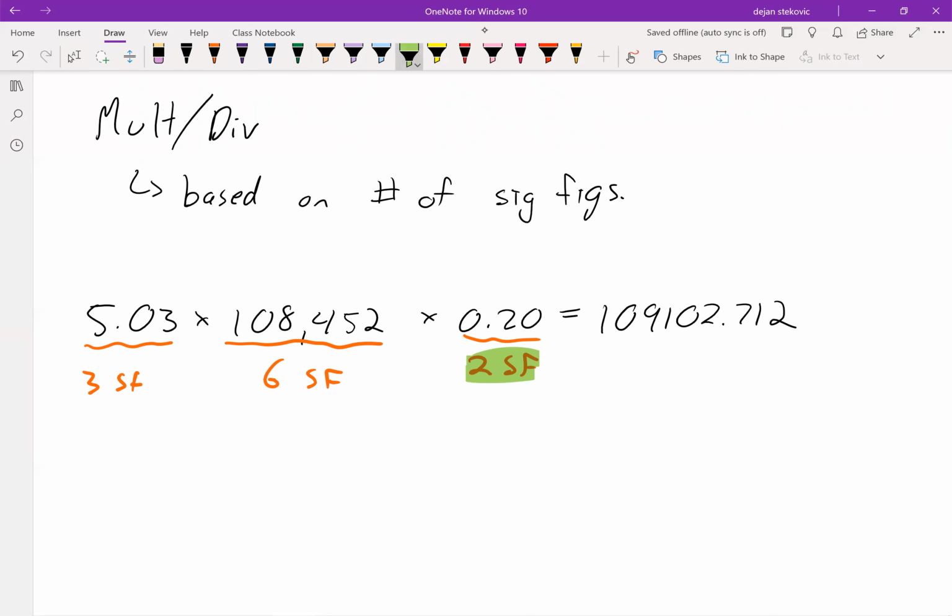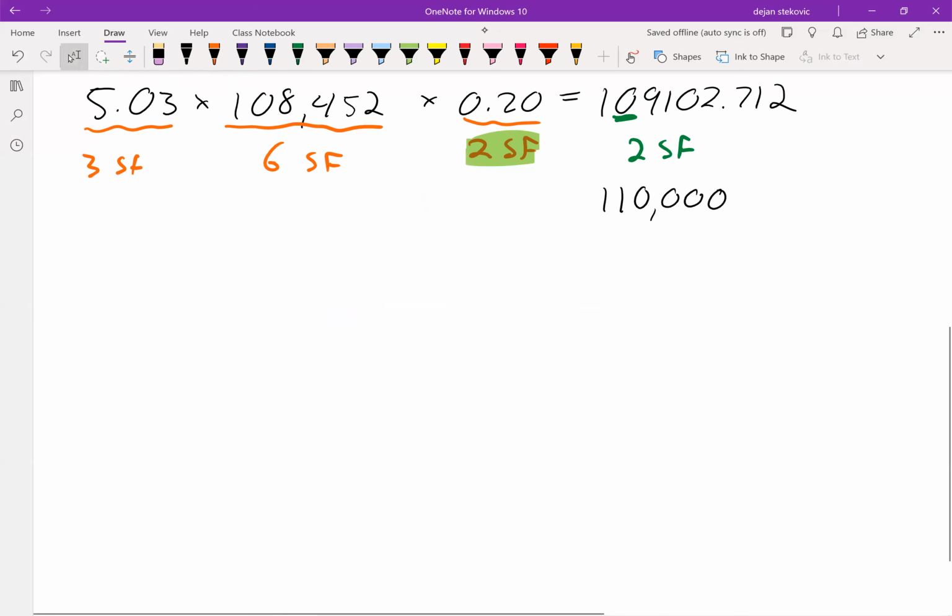And you start counting from the left to the right. So this is our first sig fig. This is our second sig fig. And so that's our uncertain digit, and we have to stop right there. So our answer can only have 2 sig figs, and we're going to round that number. Since the number to the right of it is a 9, we're going to round that up. So this answer would change to 110,000, right? Our answer can only have as much precision as our least precise number.